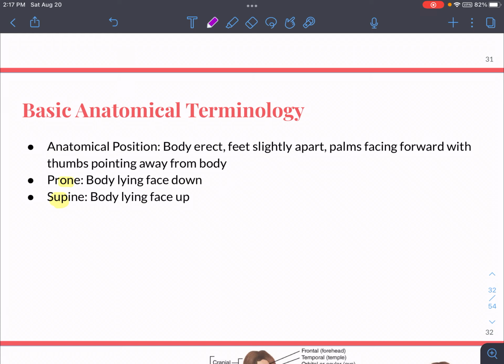So if those help you remember those two, great. That's what really helped me learn the difference between prone and supine. Prone says on, so you're on your stomach. Supine has up, you're laying face up.